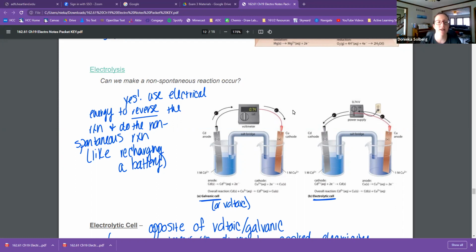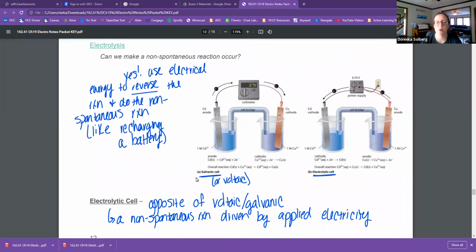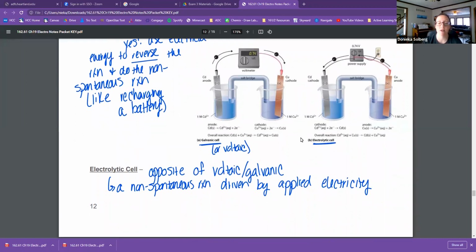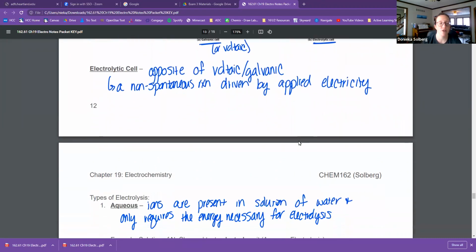That's how we recharge batteries. Okay, so we can make non-spontaneous reactions occur. We have to just use electrical energy to reverse the flow of electrons and do the non-spontaneous reaction. Okay, so galvanic or voltaic are the spontaneous ones that would have like a voltmeter that measures the voltage. An electrolytic cell is one that we run backwards and you have to supply a voltage for. Okay, so opposite of voltaic or galvanic, a non-spontaneous reaction driven by applied electricity.